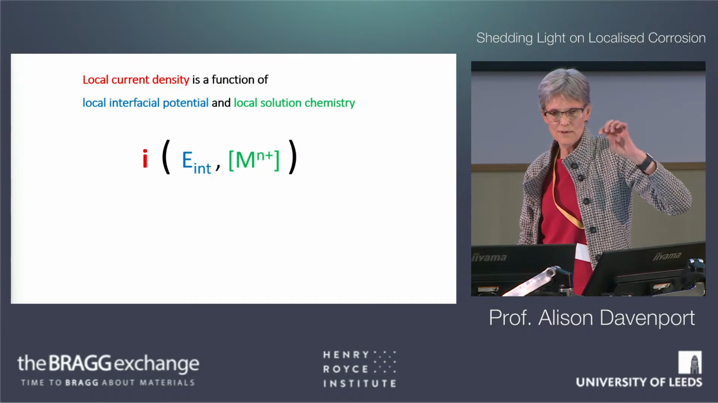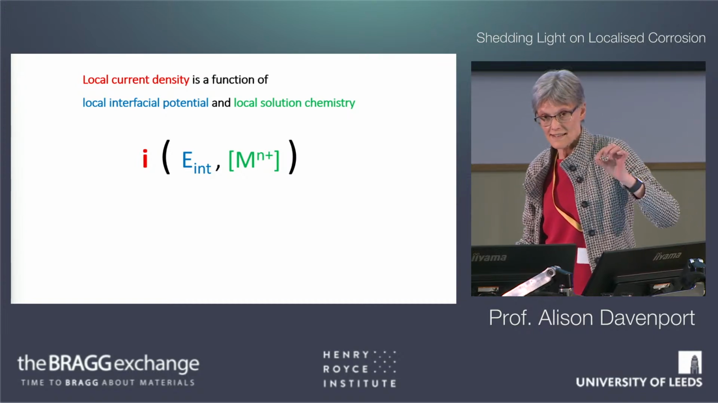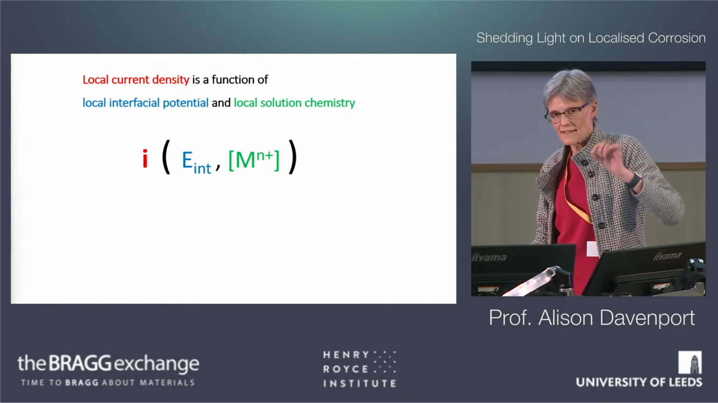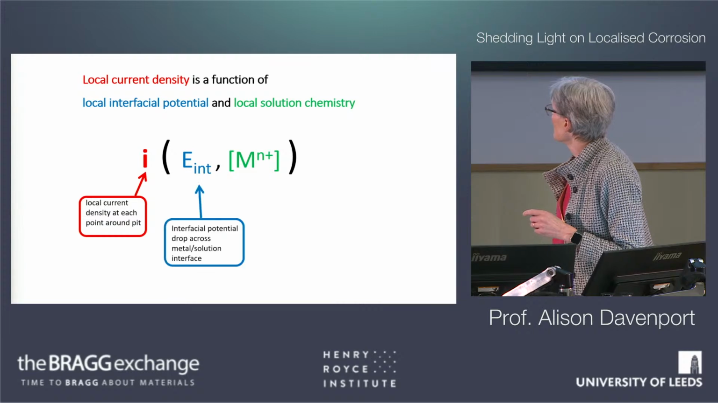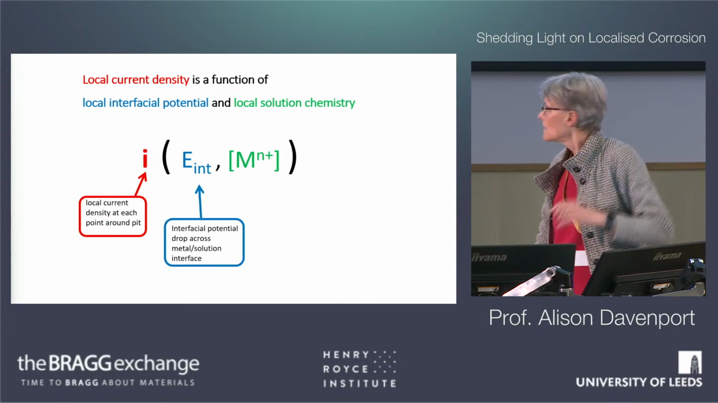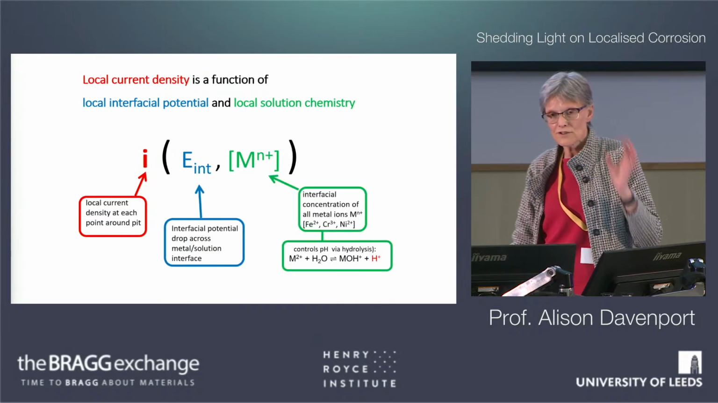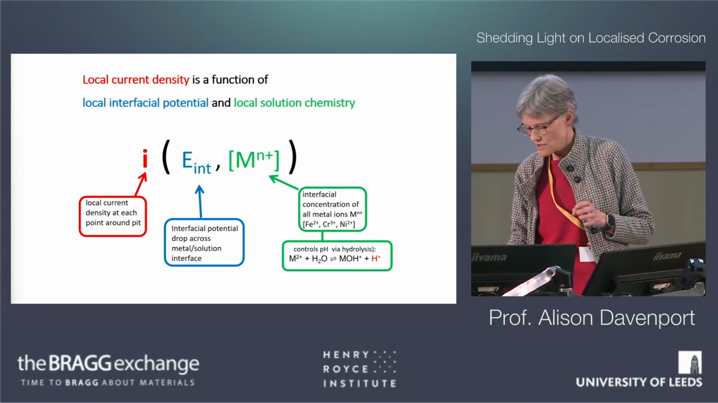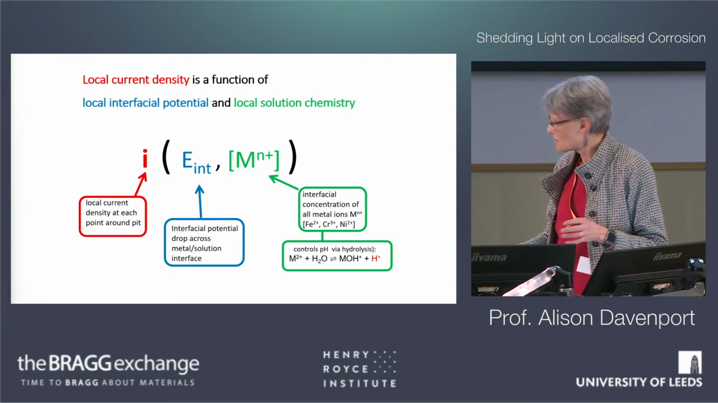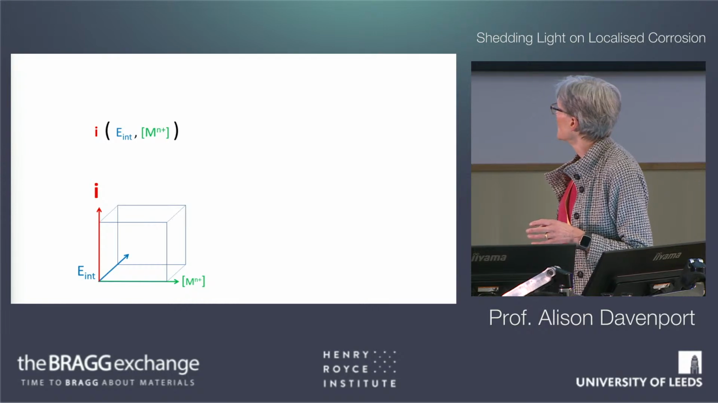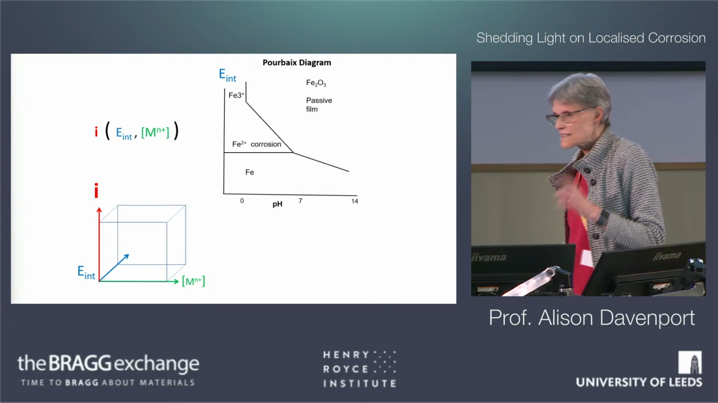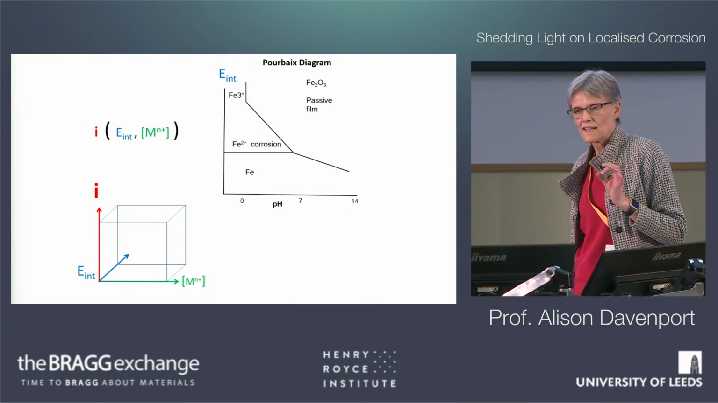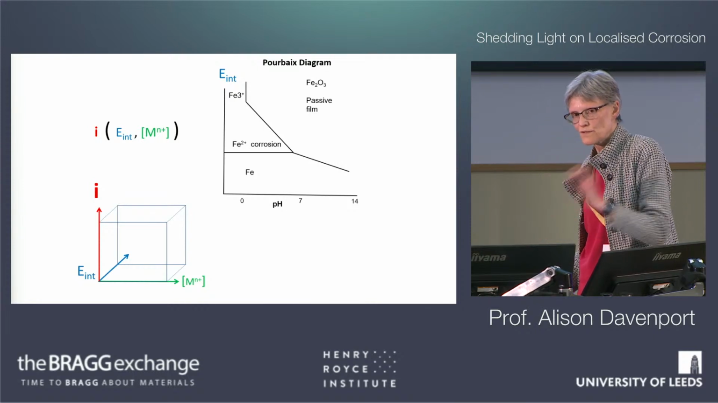I is usually the descriptor of current density. So the local rate at each point around the perimeter is going to be controlled by two factors. One is the interfacial potential, and the other one is the solution concentration. And both of those are going to have an effect here. So we've got a rather tricky three-dimensional problem, and three-dimensional graphs are a bit hard to do. But to get our heads around it, let's think about it from a thermodynamic standpoint, before we get into the kinetics.